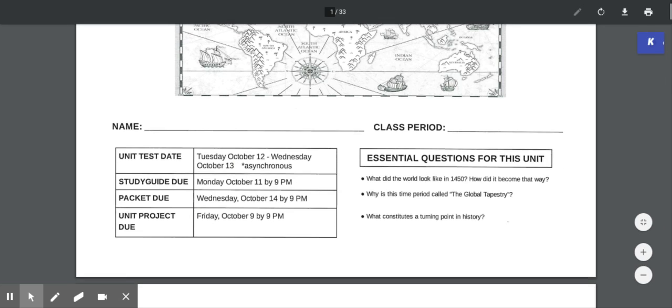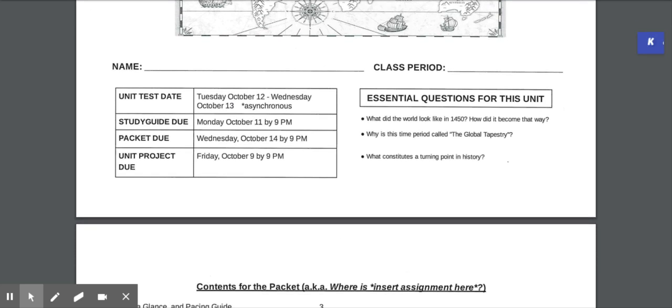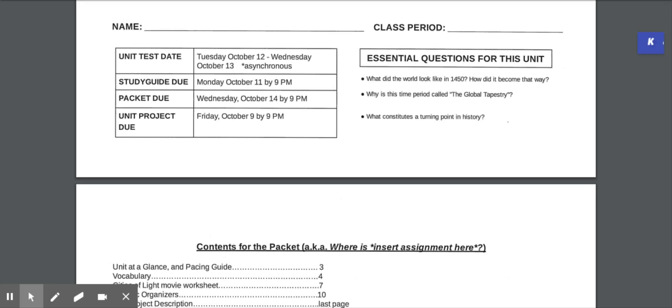We can investigate the essential questions and put them down into: what is the world looking like during the era of 1200 to 1450? Why did it become that way? And why is this time period called the Global Tapestry?